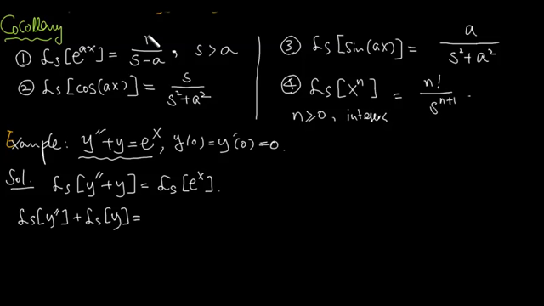So the Laplace transform is 1 over s minus a for e to the ax. Here little a in this case is a positive 1. Therefore this Laplace transform is 1 over s minus 1. So I'm going to write down 1 over s minus 1 here.